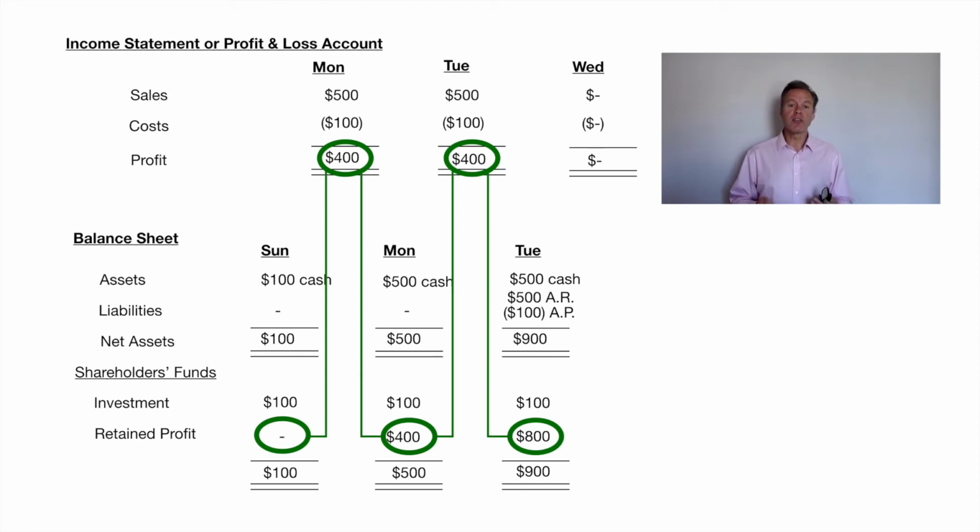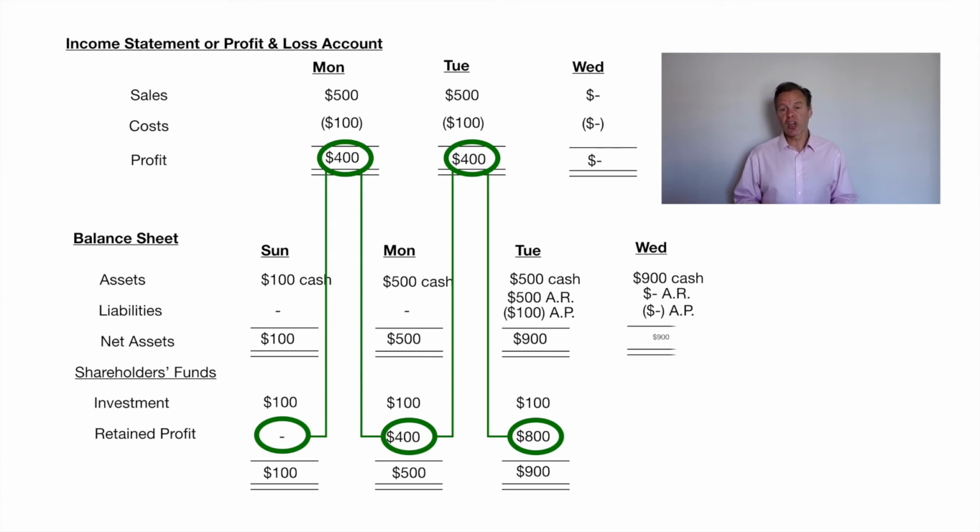And at the end of Wednesday, we can now do our balance sheet again. How much cash have we got? Well, we started the day with 500. We add that extra 400. We've now got $900 in cash. Do we have any more assets? No, we don't have any accounts receivable because they've paid us. Do we have any accounts payable? No, we don't owe anybody because we've paid them, and therefore the net assets is $900.